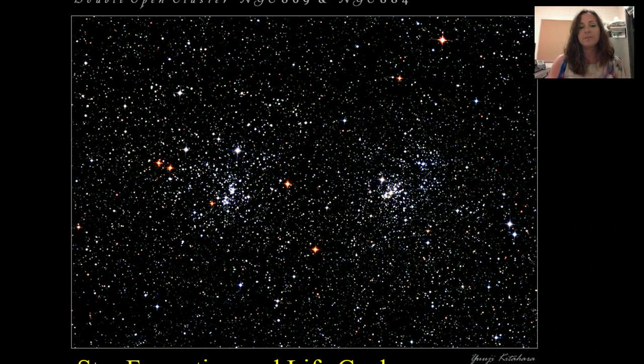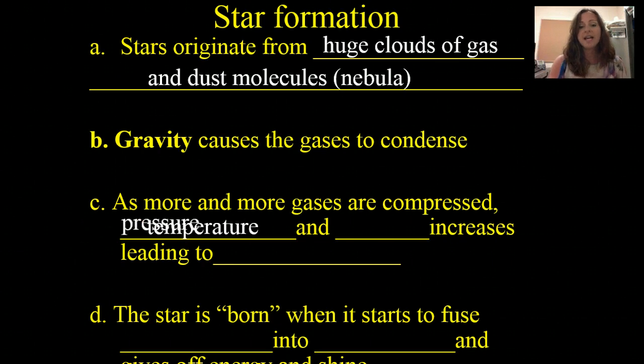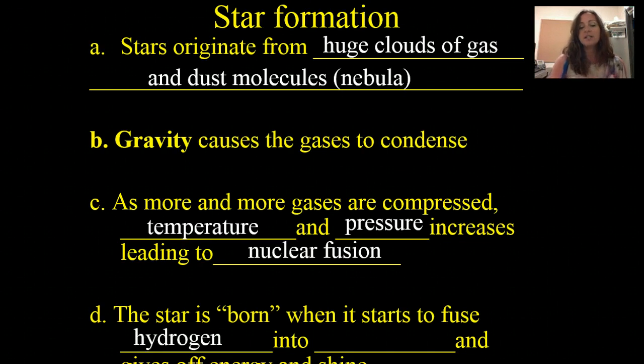Today we're going to start talking about stars, the way they form, and their life cycles. Stars form from huge clouds of gas and dust, which is considered a nebula. Gravity causes the gases to condense, and as they become compressed together, the temperature and the pressure increase, leading to nuclear fusion. Now, the star is considered born when it starts to fuse the existing hydrogen and turn it into helium. And that's what gives off the energy that we see and the shine.